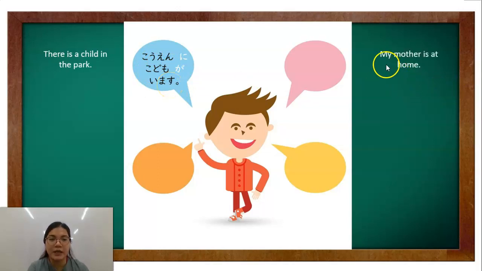Okay, next up is, my mother is at home. So, kung nasaan yung mother, so it means home. Okay, so that would be uchi. So, uchi ni haha ga imasu. Uchi ni haha ga imasu.